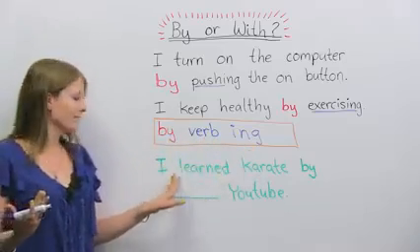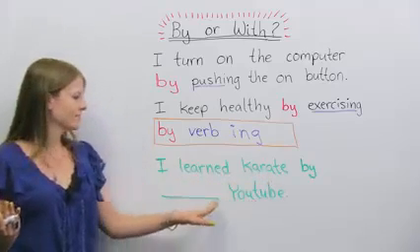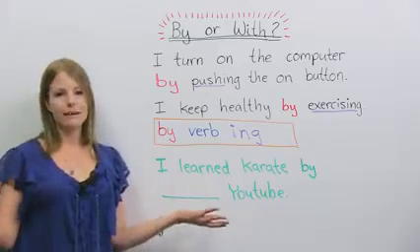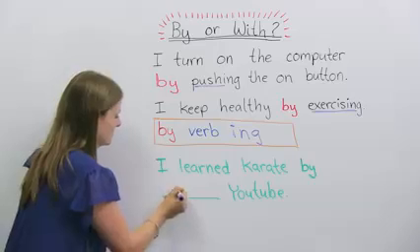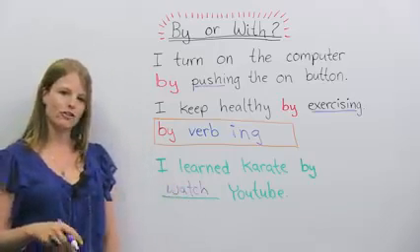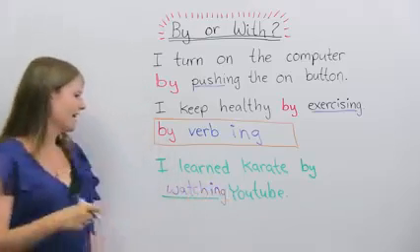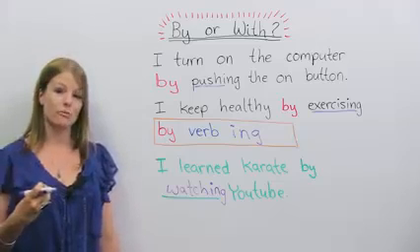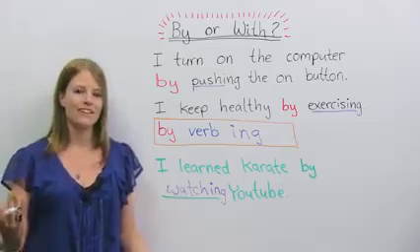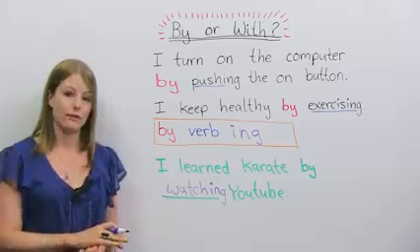So let's do one together. I learned karate by, and I have here YouTube. What do you think the verb would be? We could say by watch. Is that right? By watch YouTube? No, we need the ing. Perfect. I learned karate by watching YouTube. Okay, so again, this is very useful because anytime you're explaining how, if you have a verb and by, then you can explain how you do something.